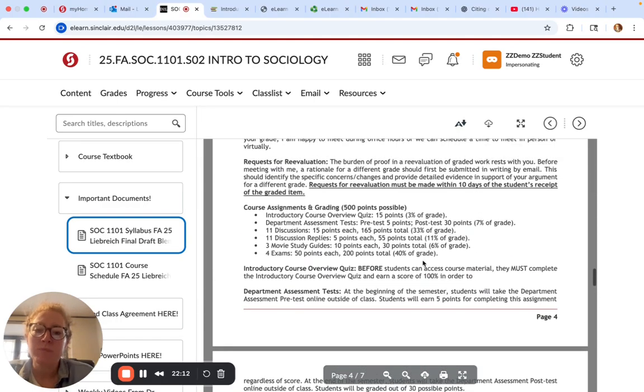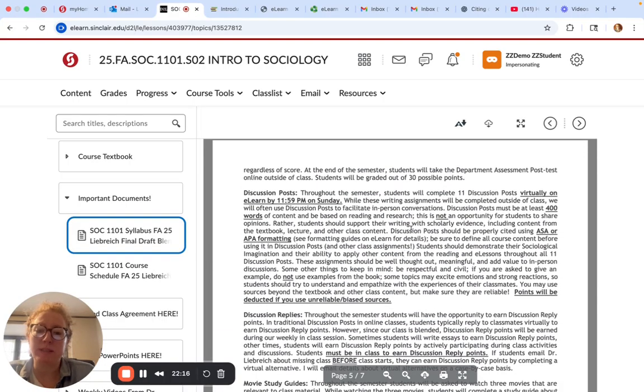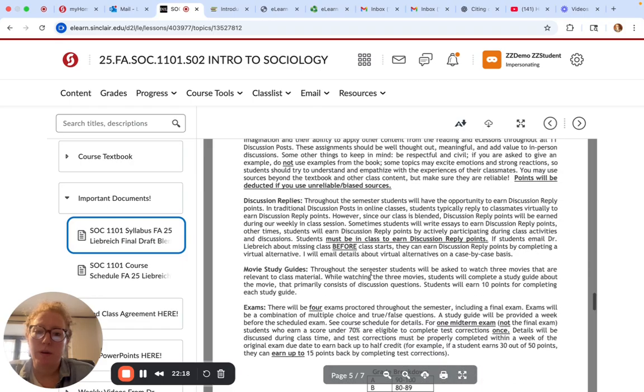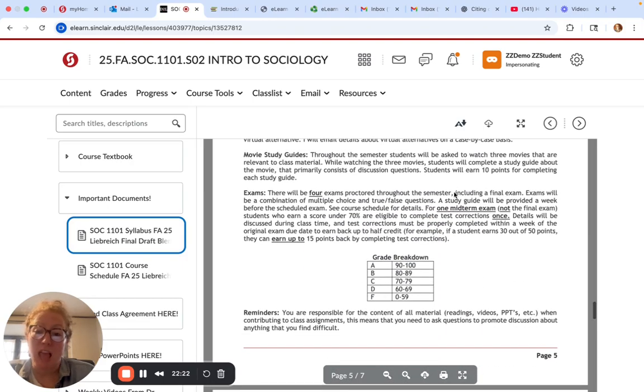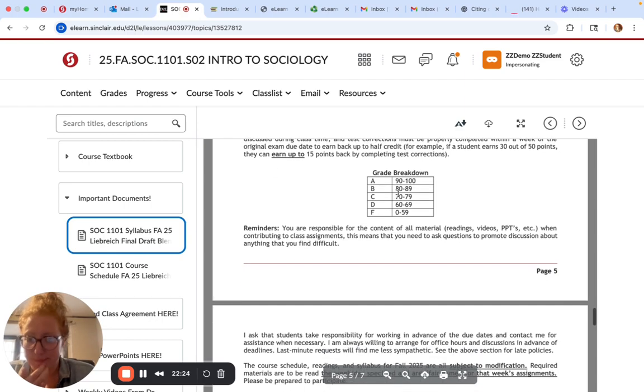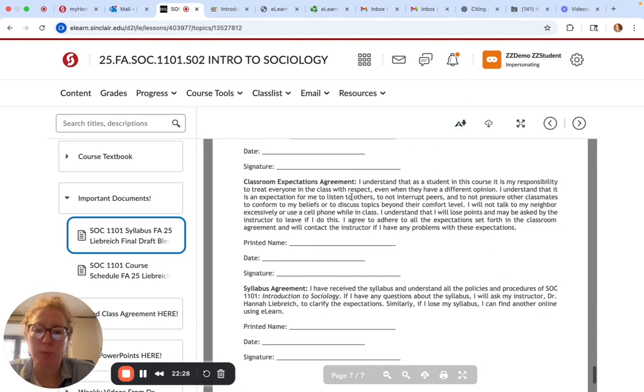So for discussion posts, there's a rubric. The movies, they have a study guide. The exams have a study guide. And I think that pretty much sums that up. If you haven't already completed your signed class agreement, here's that.